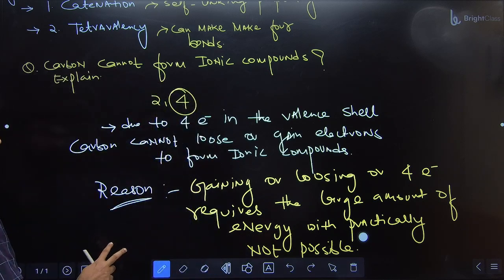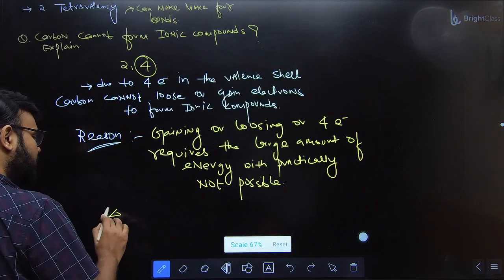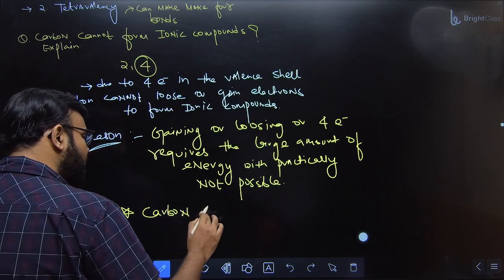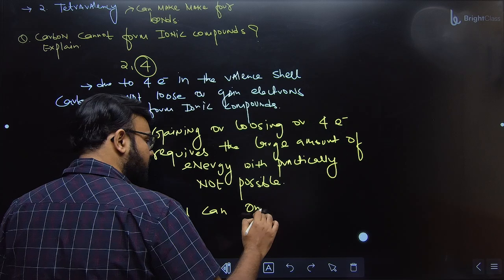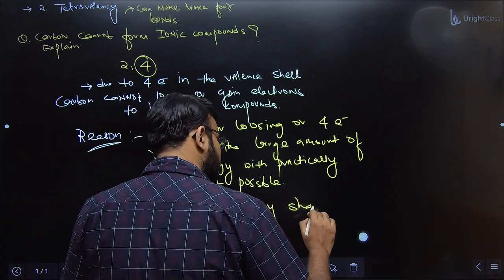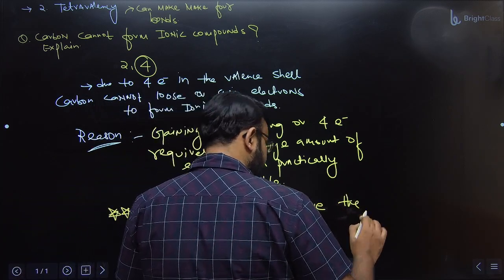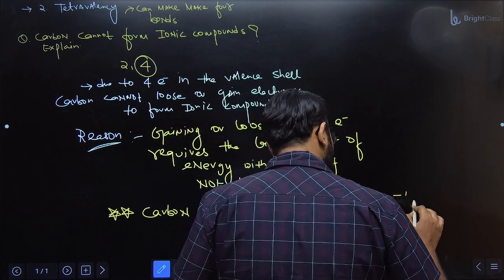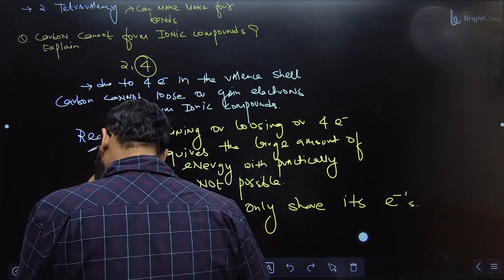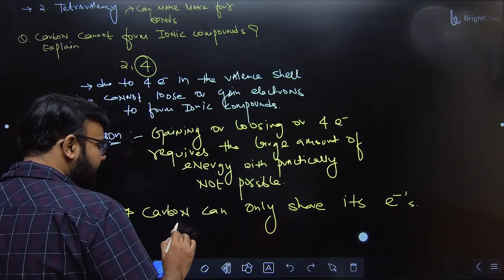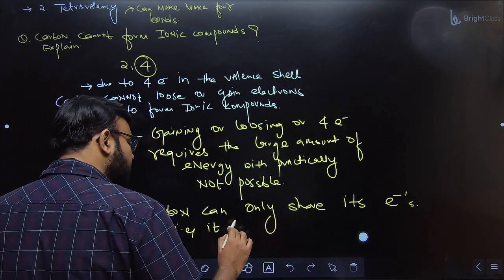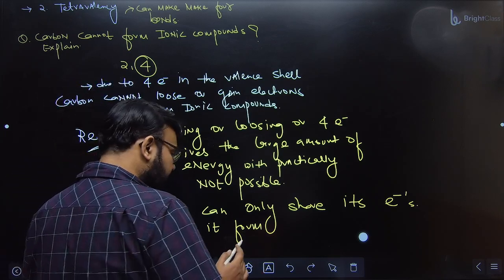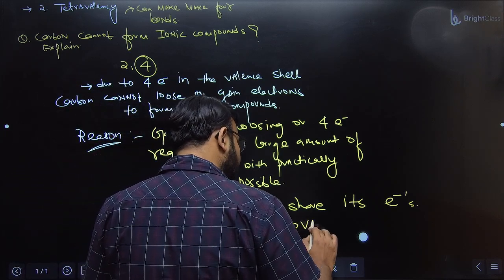So that is why, you need to write, carbon can only share its electrons. Share its electrons. Okay? So what do you mean by sharing? Which bond? Yes, it forms a covalent bond.